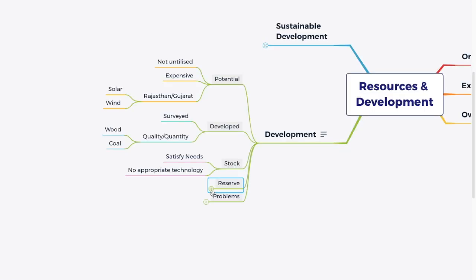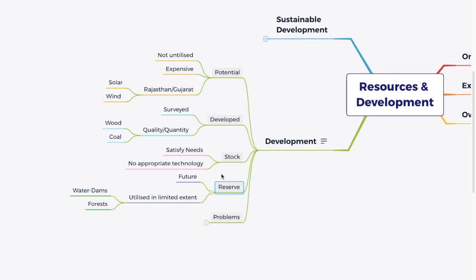Moving on to reserve. I'm sure your parents may have kept some food reserved in your house. Likewise, reserve resources are meant for future and we utilize them to a very limited extent. Example, water from the dams, forest.